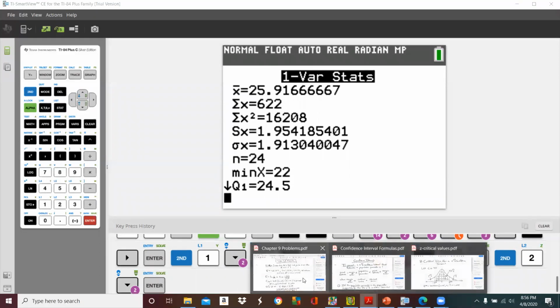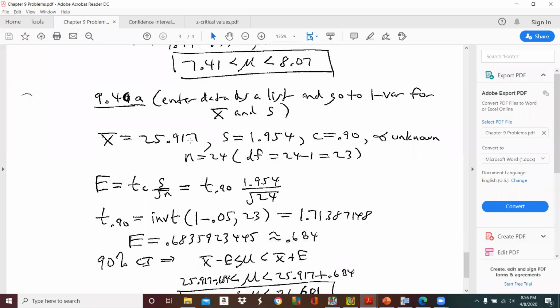Let's go back to the problem. Now, there was no mention in the problem of a population standard deviation. So we have to use our t-critical value in our calculation of the margin of error. Now, level of confidence, 0.90. Sample size 24, degrees of freedom 23. Here's our margin of error formula.